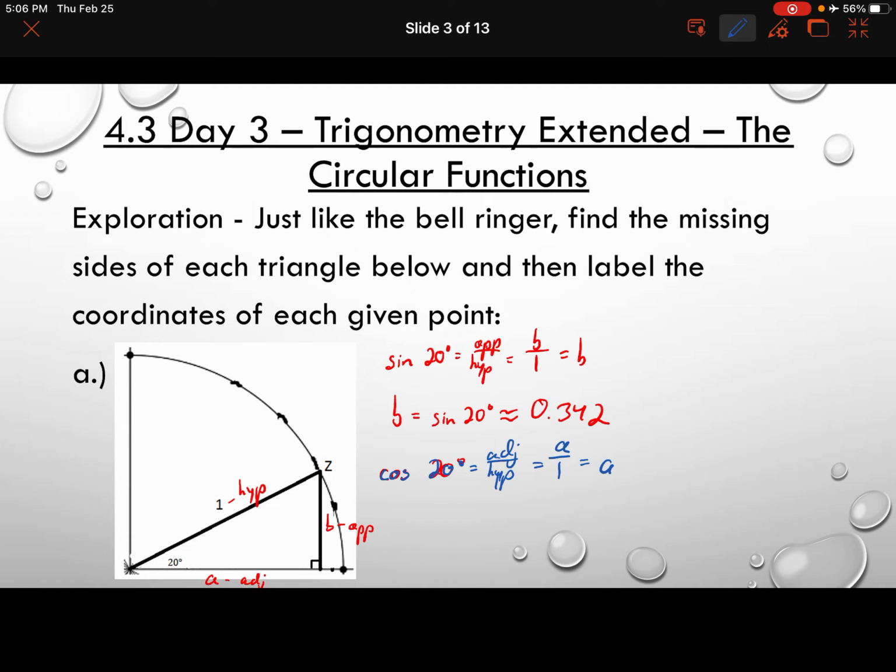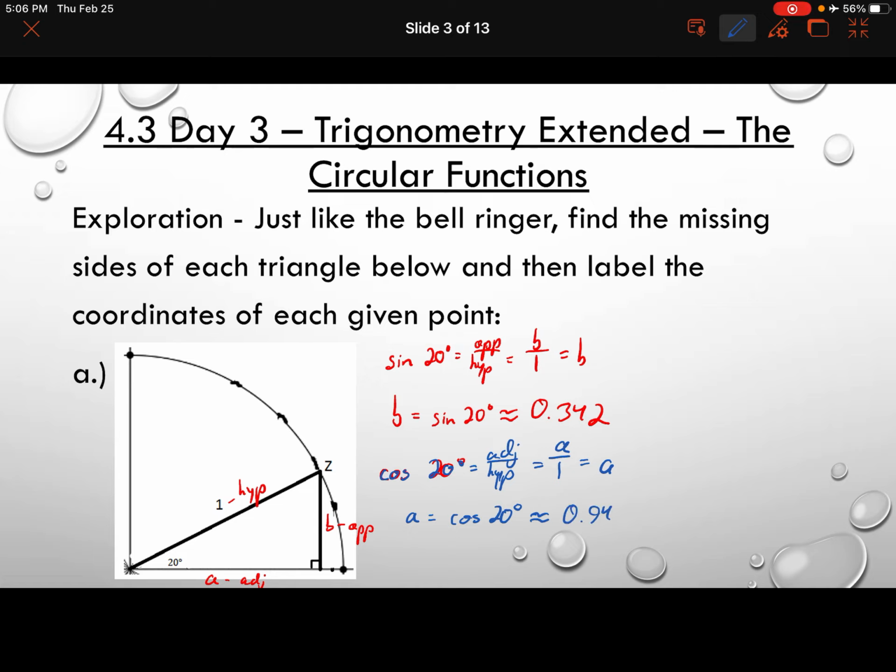Okay, and hopefully you recognize this little convenience in the bell ringer too. Since our hypotenuse is 1, when you divide by 1, nothing changes. So we don't have to get rid of the number since it gets rid of itself. So A is equal to the cosine of 20 degrees, which, if we plug that into our calculators, cosine of 20 degrees, we end up with, rounded to 3 decimal places, 0.940.